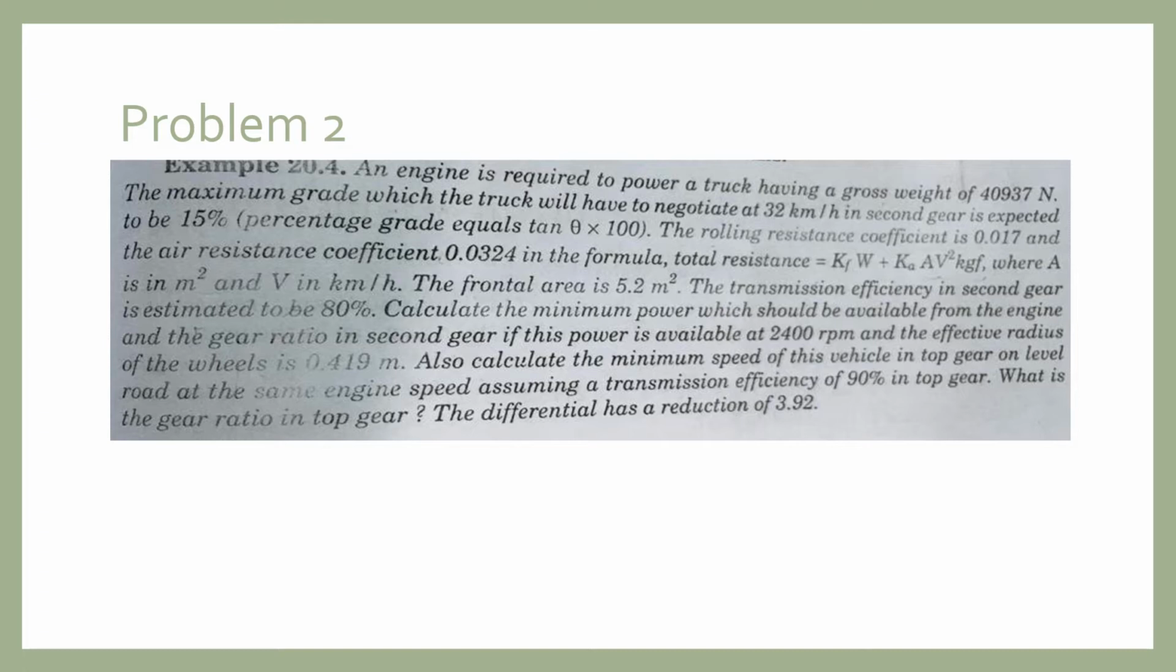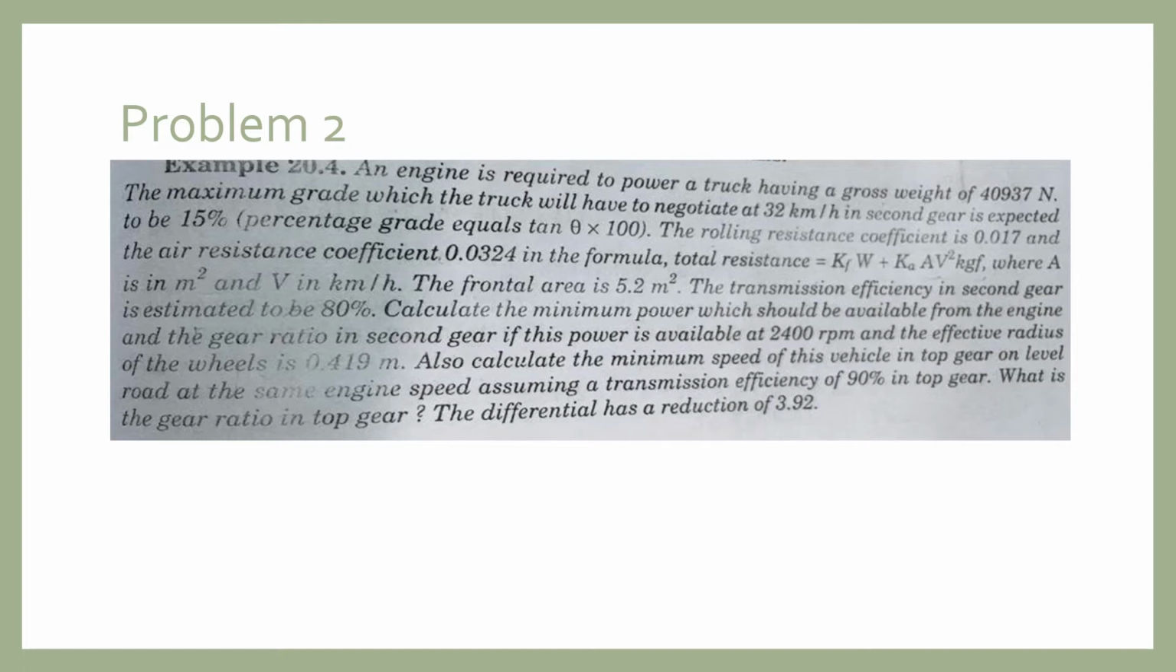Here is problem number 2. An engine is required to power a truck which is having a gross weight of 40937 Newton. The maximum grade which the truck will have to negotiate at 32 km/h in second gear is expected to be 15%, that is a percentage grade which is equal to tan theta into 100.